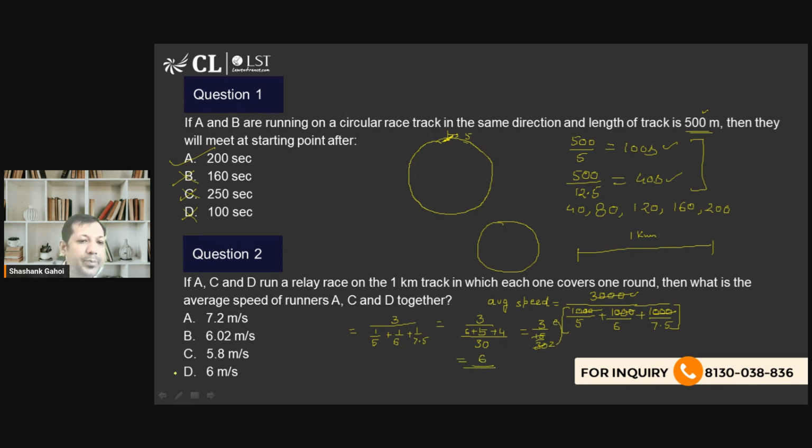So my average speed of all three of them for the relay race of 3 kilometers is going to be 6 meters per second. And this is the approach that we are going to follow in this kind of question. So what is average speed? Average speed is always calculated over total distance upon total time. Now, let's move on to the next question.